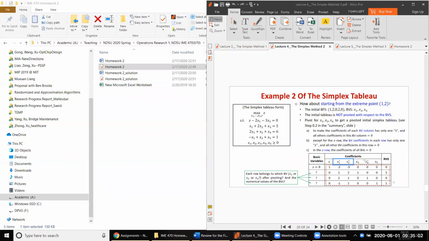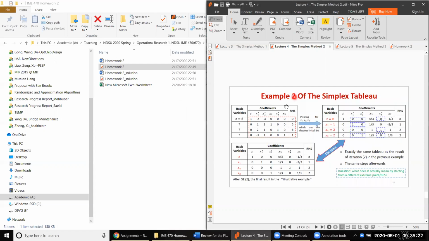x1, 2, and 4 are my basic variables. Then you look at the columns of x1, 2, and 4. See what these are? They are not pivoted at all. And for the simplex method, I must start from a pivoted table. So the very first thing to do is to pivot it.